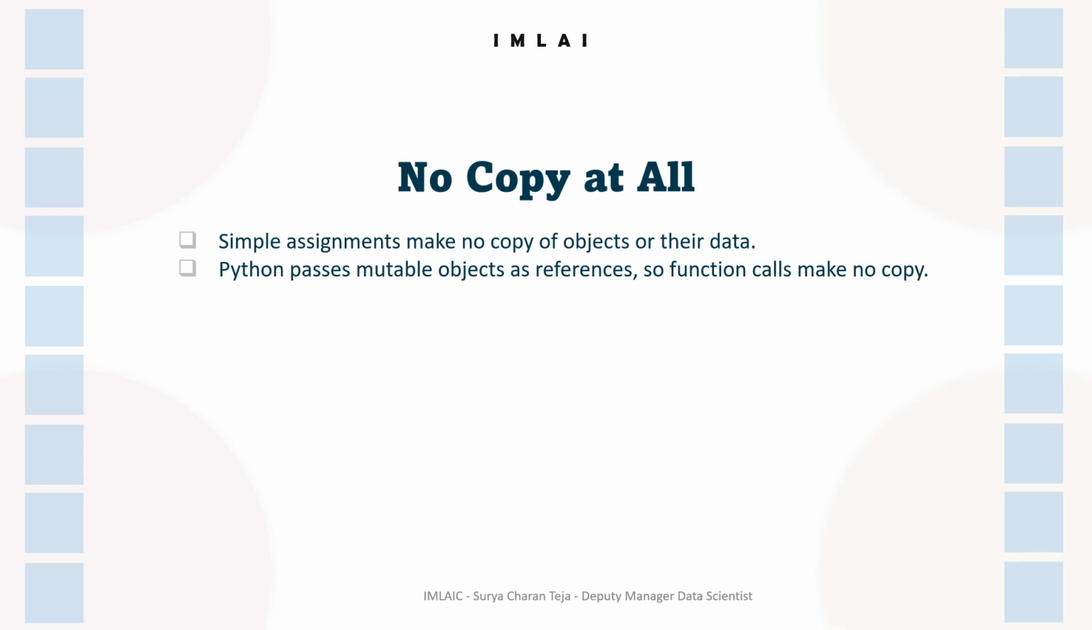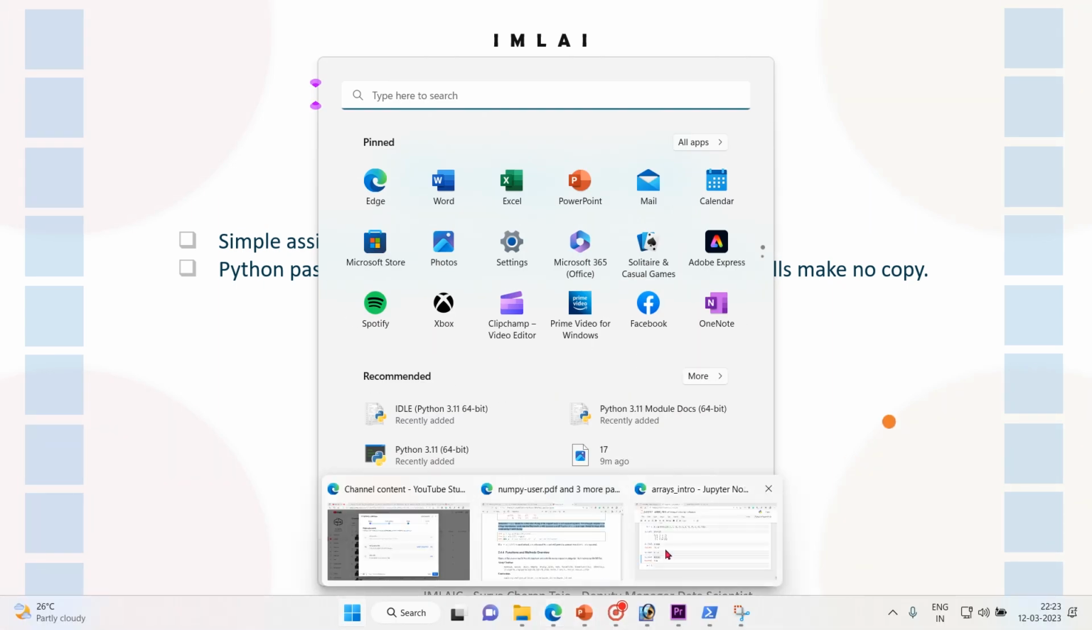And the second: when Python passes mutable objects as references, function calls make no copy. Even function calls make no copy when Python passes mutable objects as references. Let's see that example also.